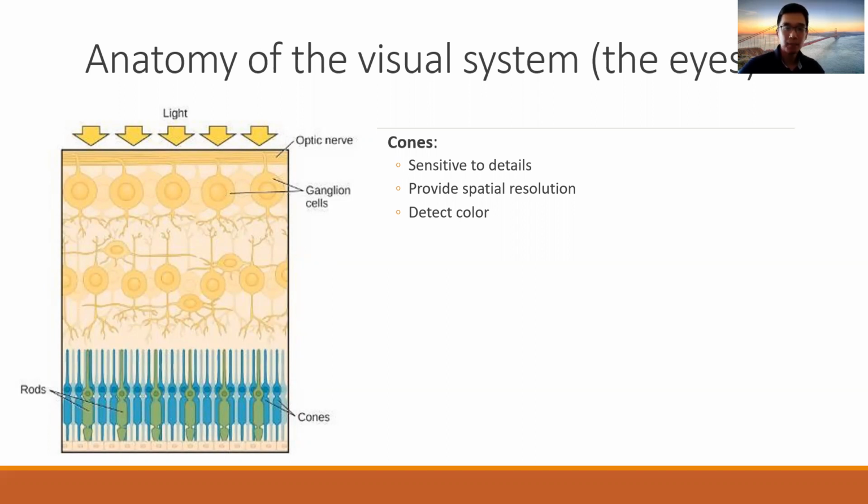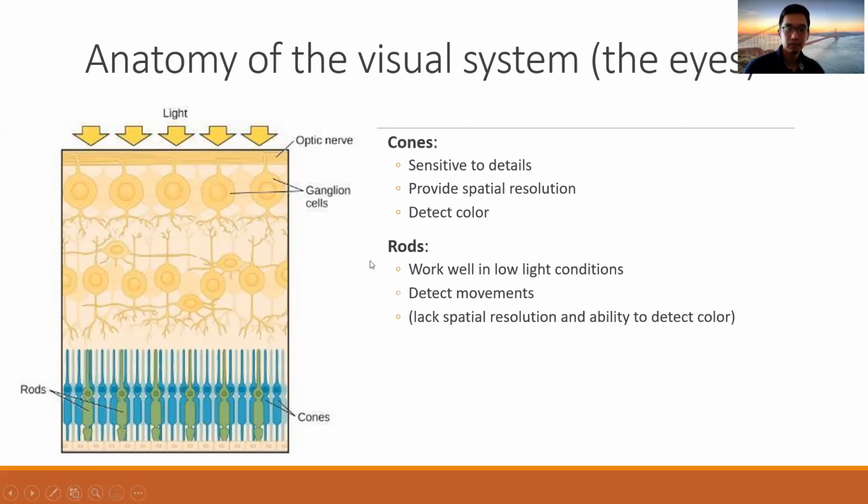Another type of photoreceptor cell is the rods. It's different. They cannot really see the colors or the details, but they can detect movements. When the light is moving all the time, we can see the movements, right? So you can see the movement of my hand. I can see the movement of my hands clearly because the rods can detect movements.